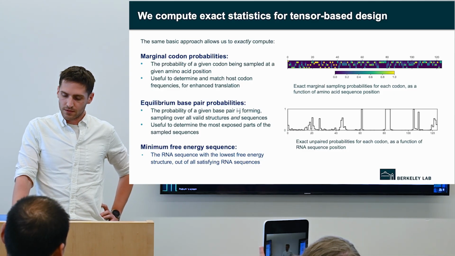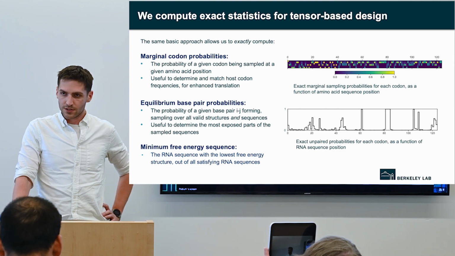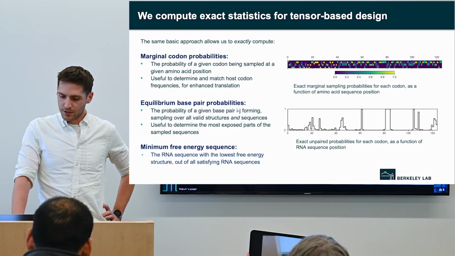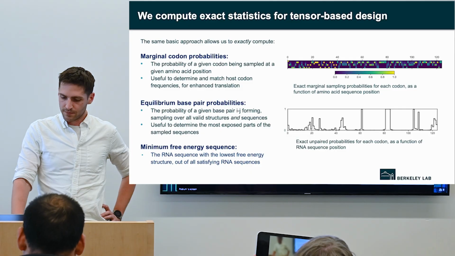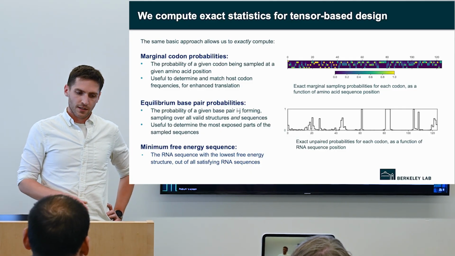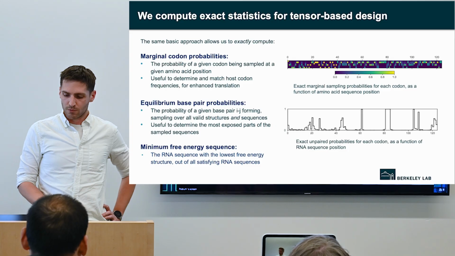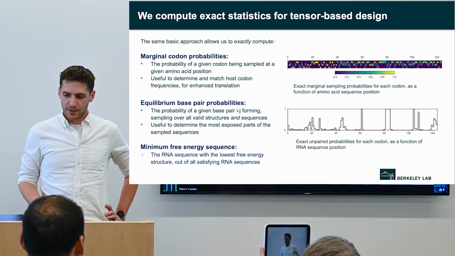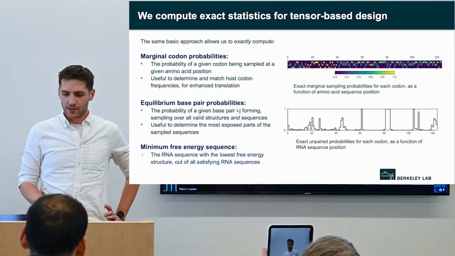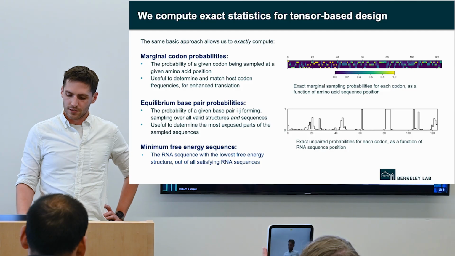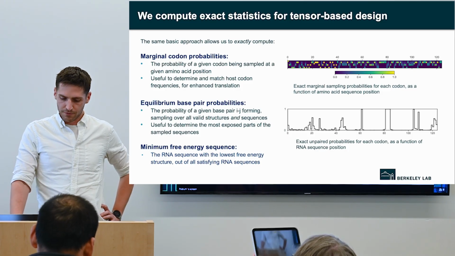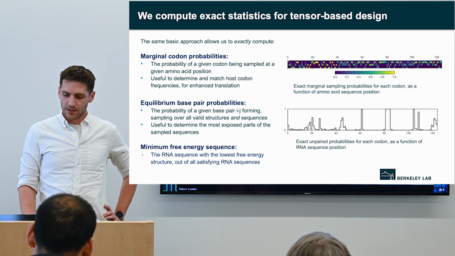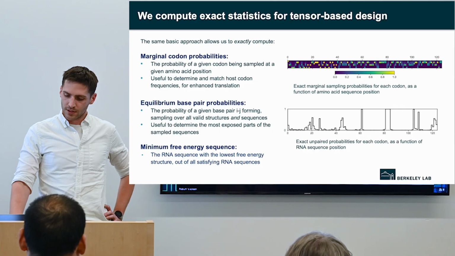With our approach, we can compute the marginal codon probabilities exactly, just the probability of a single codon being sampled at a given position. We can also compute base pair probabilities analytically. So this plot on the bottom right is showing us, for our designed sequences, where are the regions that are likely to be unpaired or base paired. And the unpaired domains are more likely to be attacked by RNases and other molecules within the cell. And then we can finally compute a minimum free energy sequence, replacing our sampler with an argmin operation, such that we get a single sequence that solves a minimization problem.